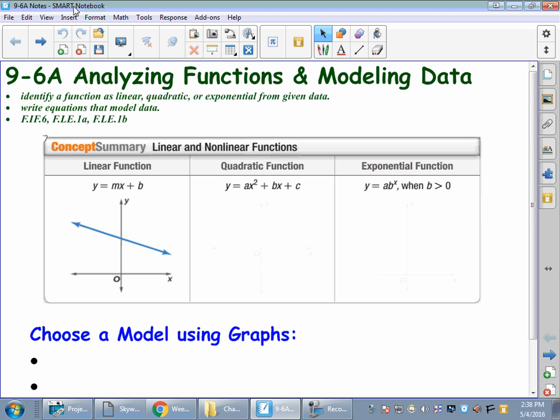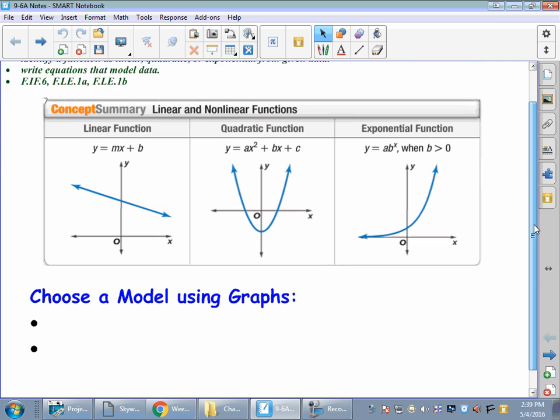Linear function graphs a line. And one of the forms of a linear function is slope-intercept form, y equals mx plus b. Quadratic function should look pretty familiar to you, is a parabola. And one of the forms is standard form, y equals ax squared plus bx plus c. And it's probably been a while since you've seen the exponential function, but these are growth and decay functions. y equals a times b to the x. So the x is actually the exponent of that type of function.